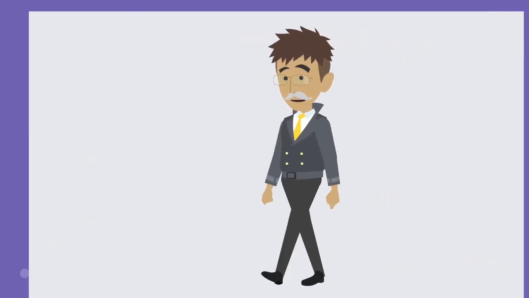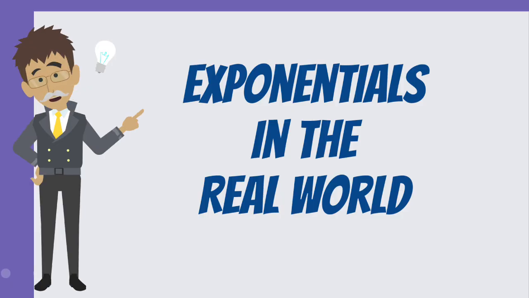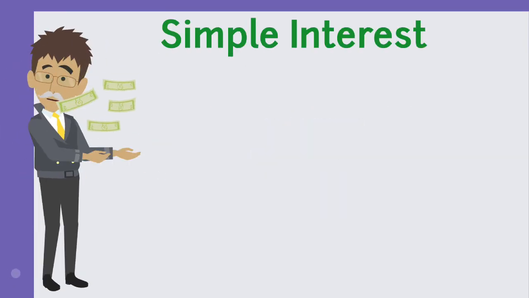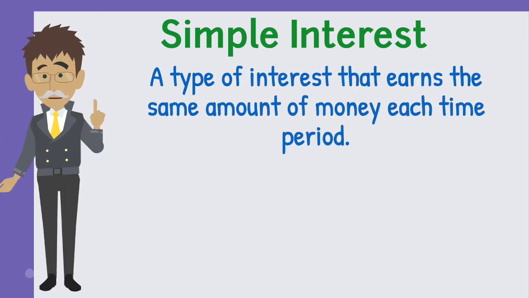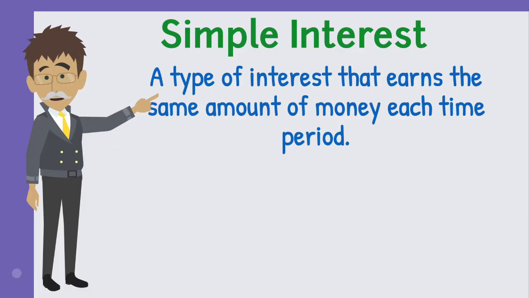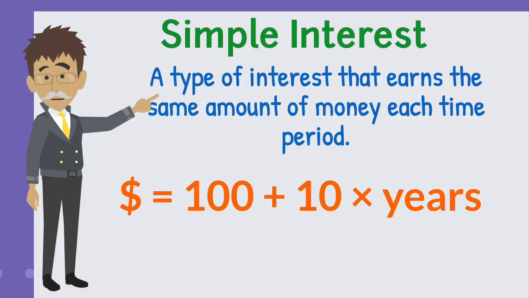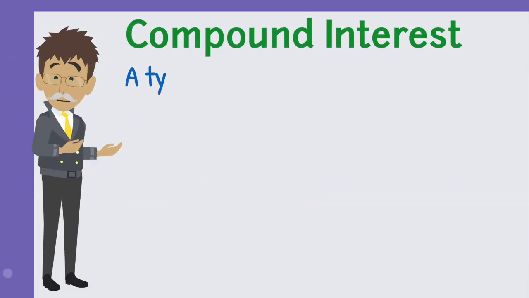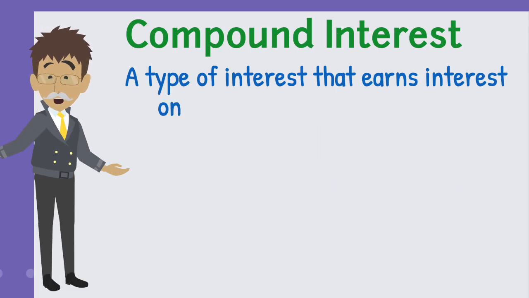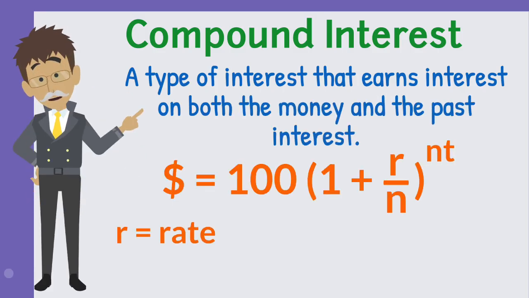Exponential functions are everywhere in real life, especially when money or science is involved. Understanding these models helps you make smarter decisions. Simple interest. A type of interest that earns the same amount of money each time period. For example, a savings account where you earn $10 each year on a $100 investment. Compound interest. A type of interest that earns interest on both the money and the past interest. It is usually calculated 1 or more times per year.